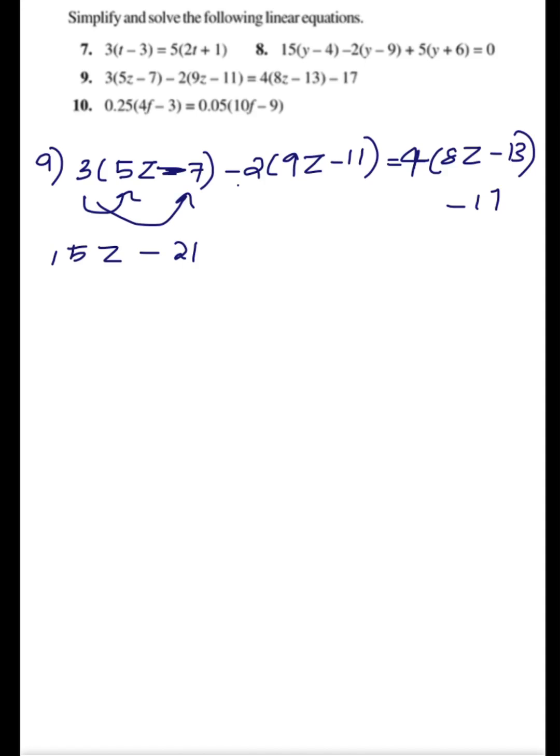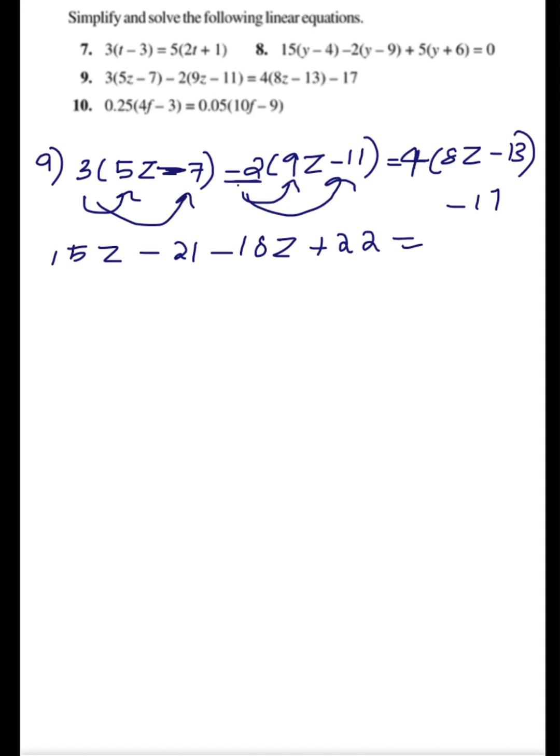Now minus 2. You should take this minus also. Minus 2 into 9z. What is minus 2 into 9z? It's minus 18z. Don't forget to put the minus. Now minus 2 into minus 11. What is minus 2 into minus 11? It's plus 22.